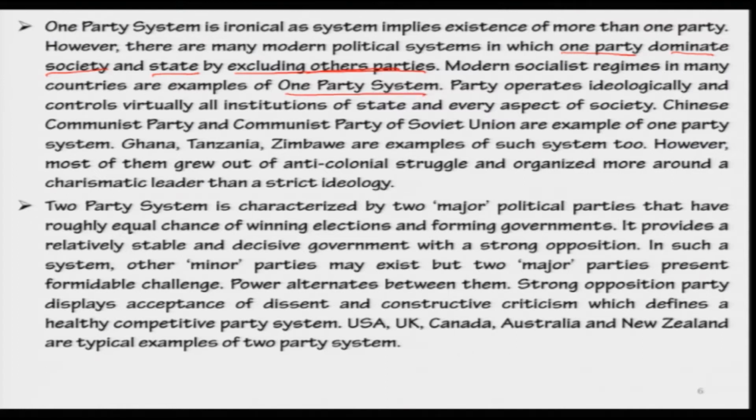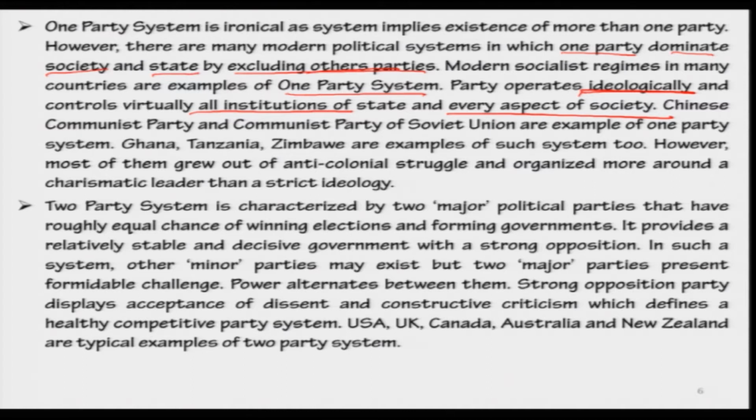So, in this system the party operates ideologically. The ideology of parties is absolutely crucial, and it controls virtually all the institutions of a state and every aspect of society. So, in a one party system you will find one party operates ideologically, and it controls virtually all the institutions of the state and every aspect of the society.